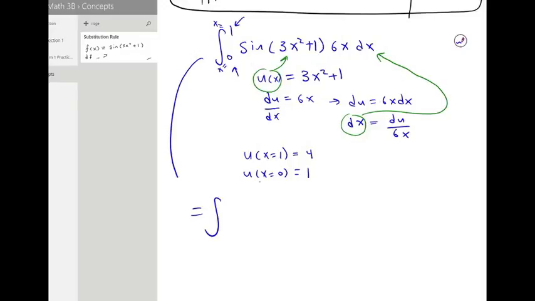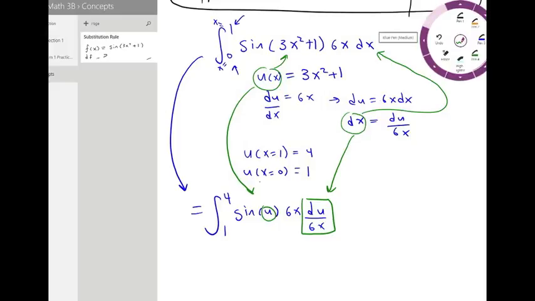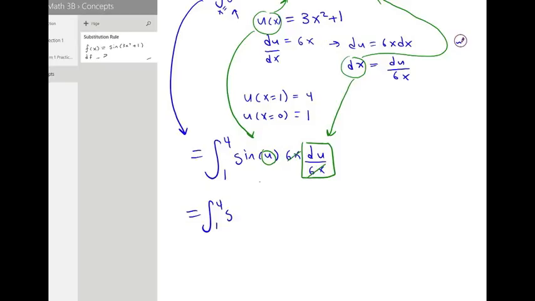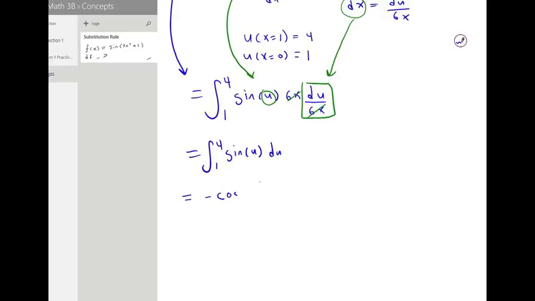So our new integral is the integral from 4 to 1 of sine u, and we still have a 6x here because we're going to replace the dx with du over 6x. So this is our dx piece. This is the u that we found. And what happens here is the 6x's cancel, and we're left with the integral from 4 to 1 of sine u du. Integral of sine is negative cosine.